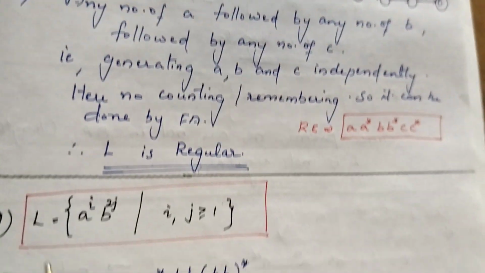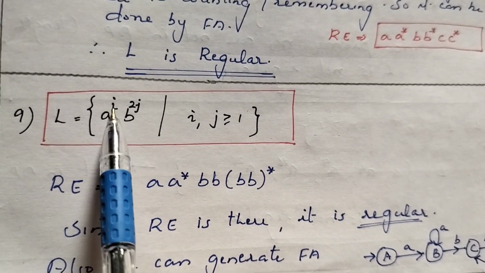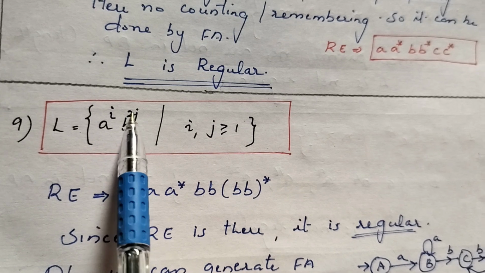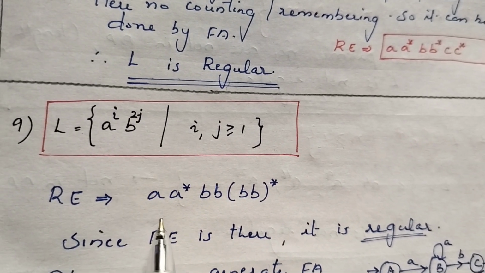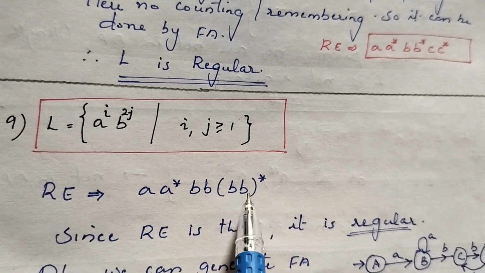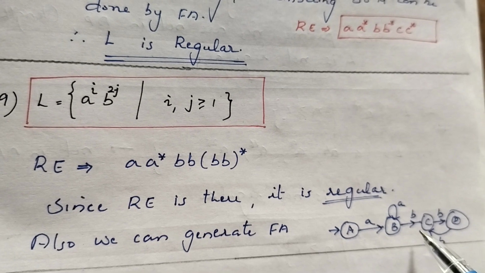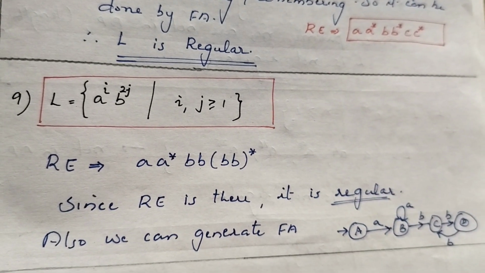Another problem: A power i, B power 2j. Here if there is one A, there should be double B's. So it is A star, BB, then BB star. We can also draw a finite automata for this, so this is a regular language.